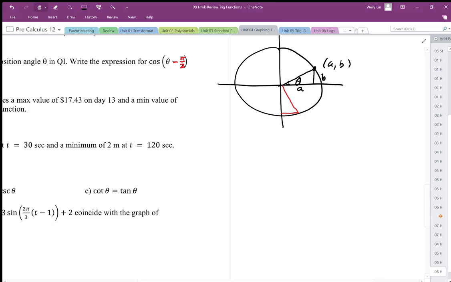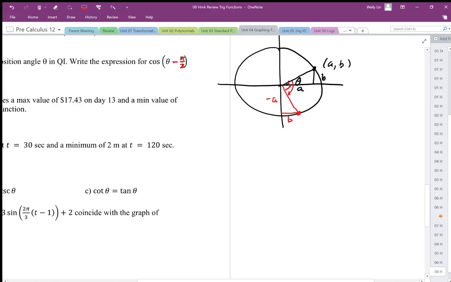Now, if I want the expression for cosine of theta minus pi over 2, the first thing I'm going to do is locate where that is. So I've gone backwards 90 degrees, pi over 2. So I'm in that position, that red dot there. Now the triangle is the same, but now it's in a different orientation. My horizontal becomes my vertical, and it's going down. My vertical now becomes my horizontal, and it's going across.